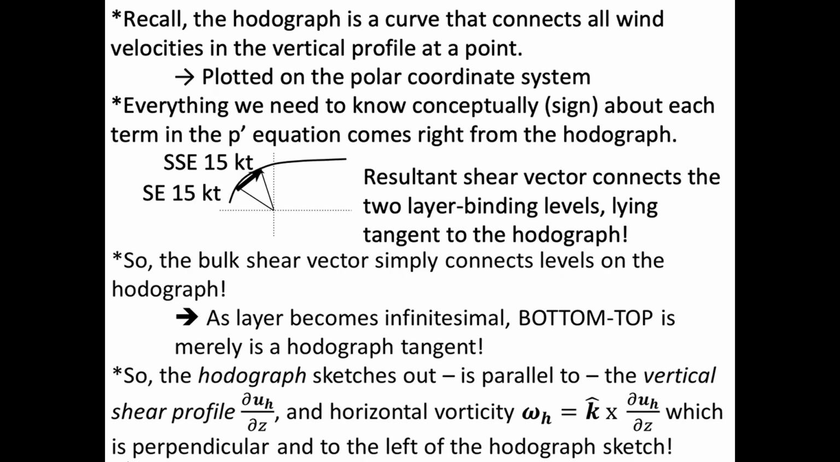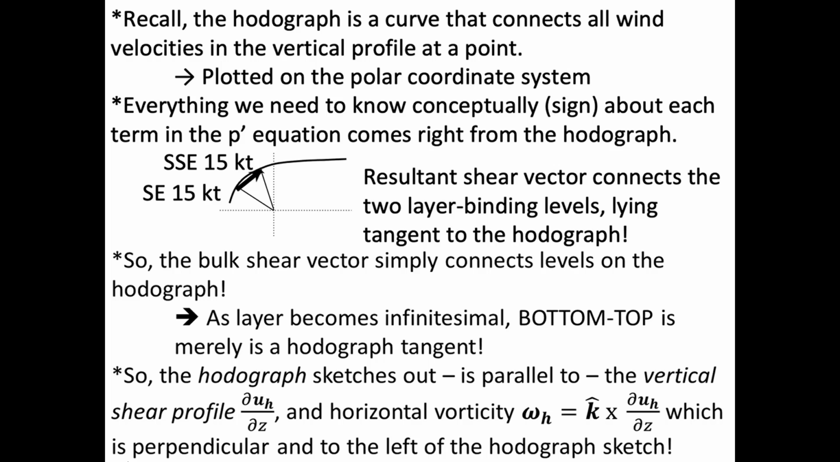Well, remember, a hodograph is just a curve that connects all of the different horizontal wind velocities in the vertical profile at a point extending above ground. And we plot all of these on the polar coordinate system. So what that means is that every point on the hodograph indicates the polar coordinate representation of the horizontal wind with increasing height above ground.